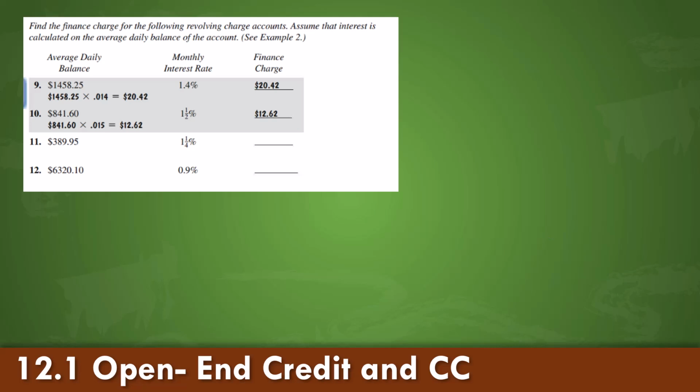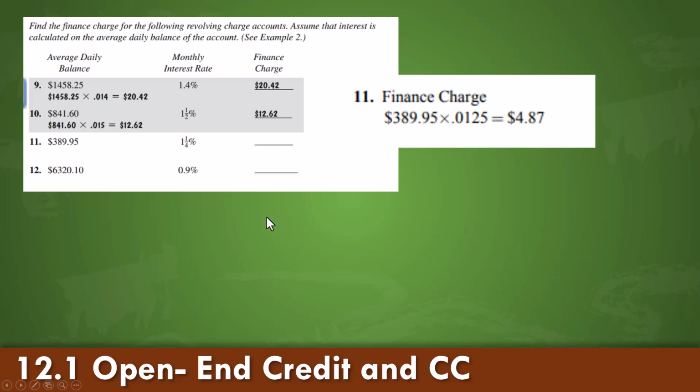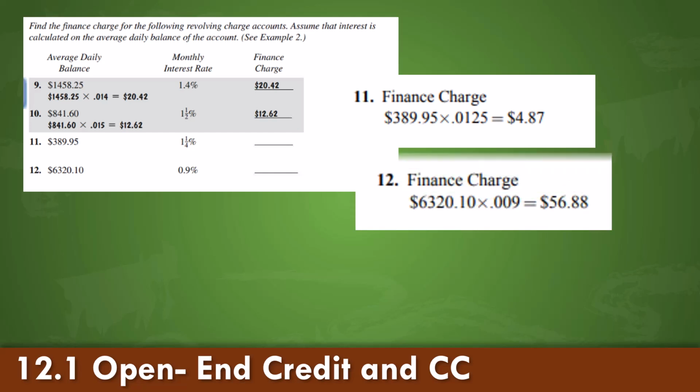In this set of examples, we're finding the finance charge for revolving charge accounts, assuming the interest is calculated on the average daily balance of the account. In this case here, we're taking the average daily balance, multiplying it times the interest rate to calculate the finance charge. Example 11 is here for you, and 12.